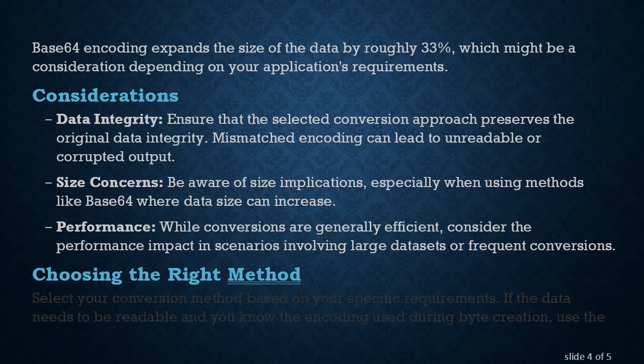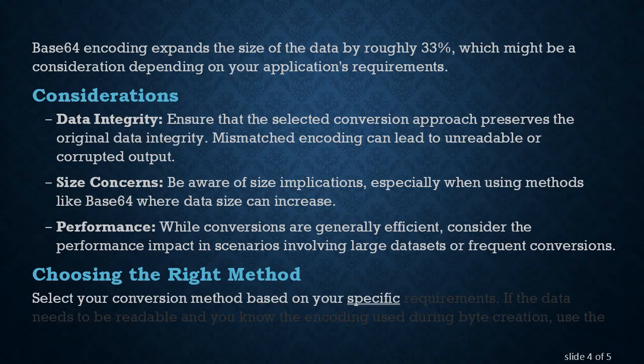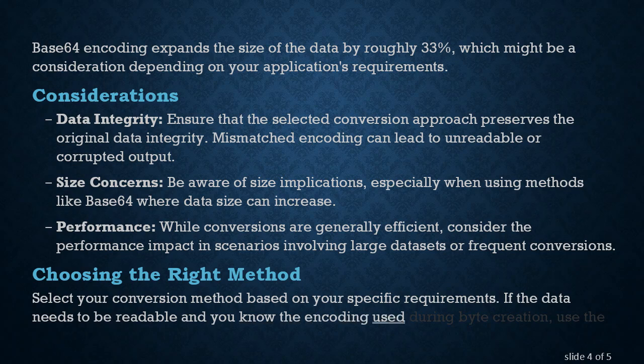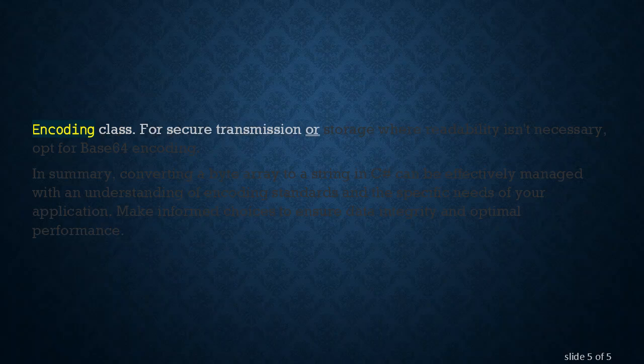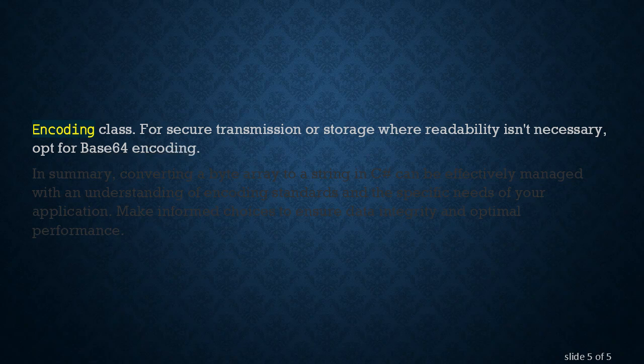Choosing the right method. Select your conversion method based on your specific requirements. If the data needs to be readable and you know the encoding used during byte creation, use the Encoding class. For secure transmission or storage where readability isn't necessary, opt for Base64 encoding.